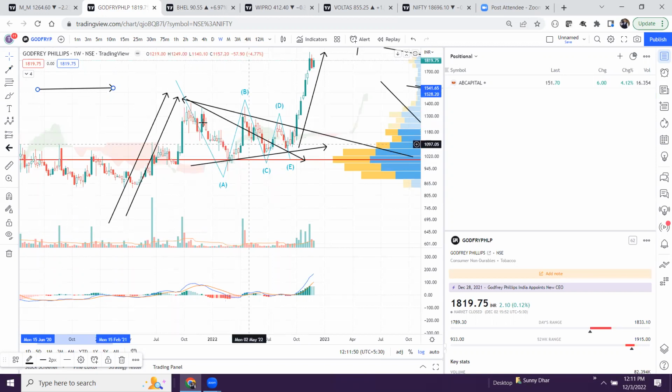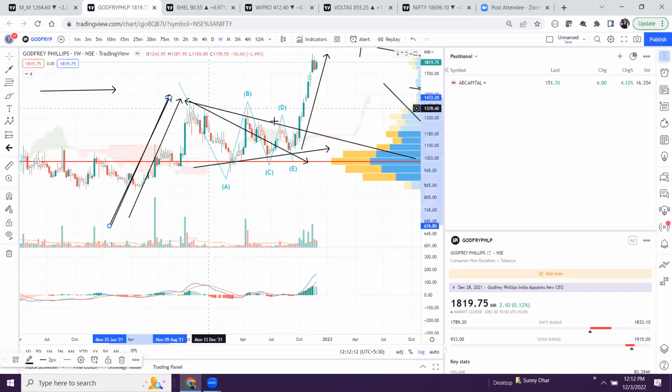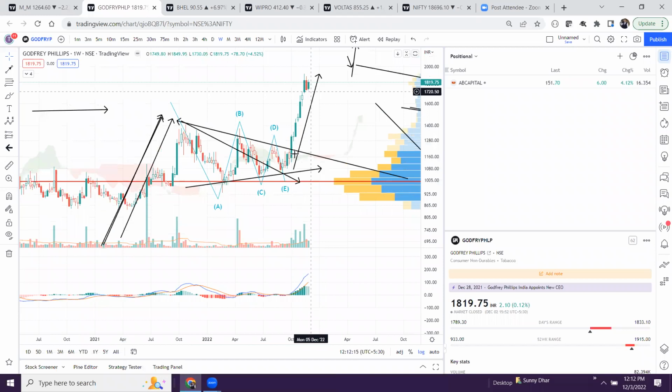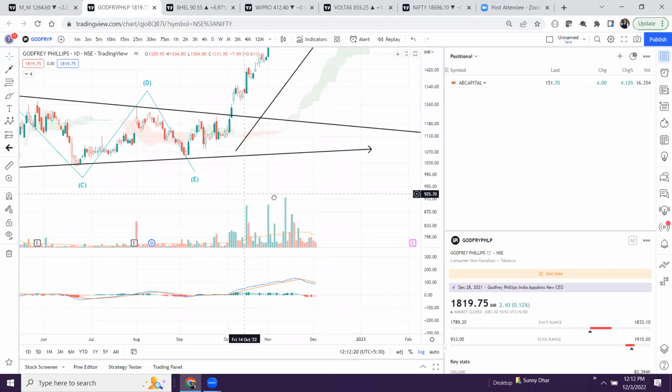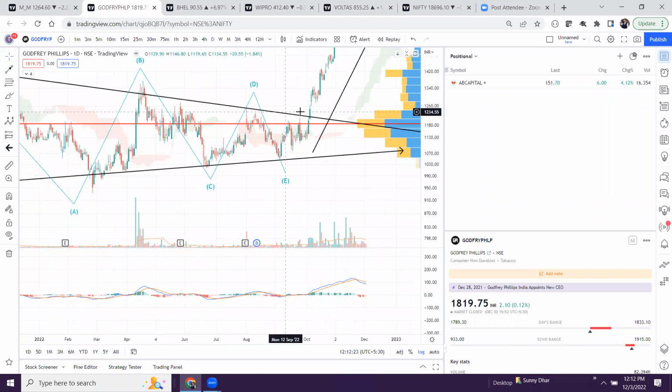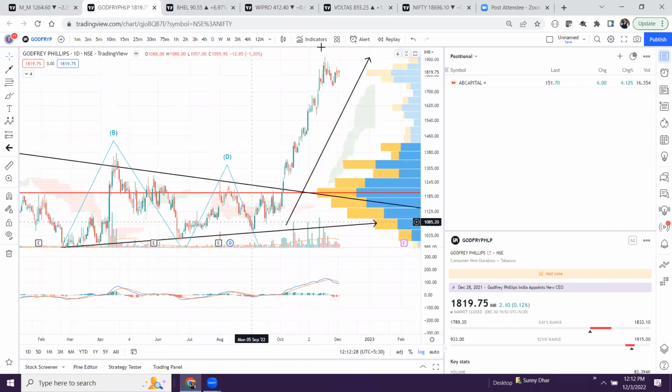And if you don't know about these corrective structures, I have already conducted earlier sessions where all these corrective patterns are discussed in detail, so you can watch those sessions. But the important point that needs to be remembered is that every impulse followed by a correction will give the next impulse. And now if you go to the lower chart, the moment it gave the breakout here, you knew that this triangle structure is over now and the next impulse has started.